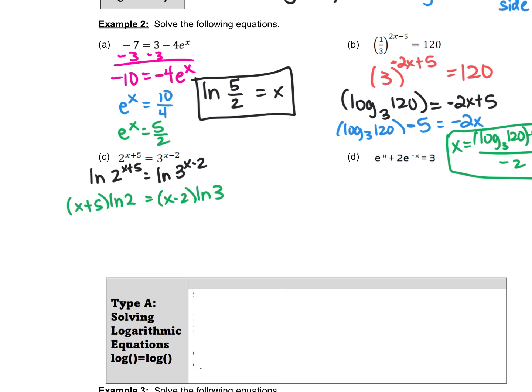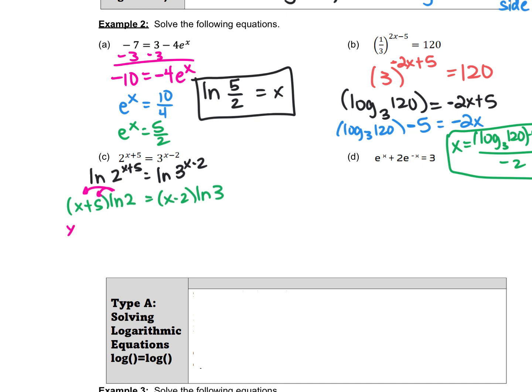Okay? Now, you're probably thinking, I don't think we helped ourselves there. All right, well, sort of we did, okay? Because what happens, ln of 2 is a number, right? And what do I do when I have a number next to a parenthesis and I'm solving an equation? I don't divide. I multiply, I distribute, okay? Let's distribute.